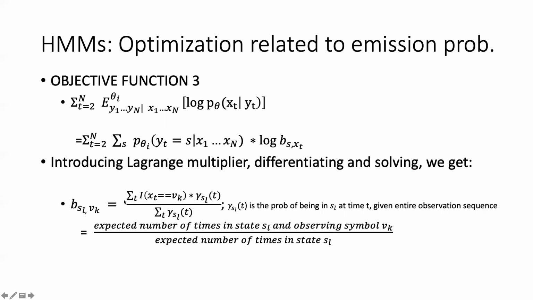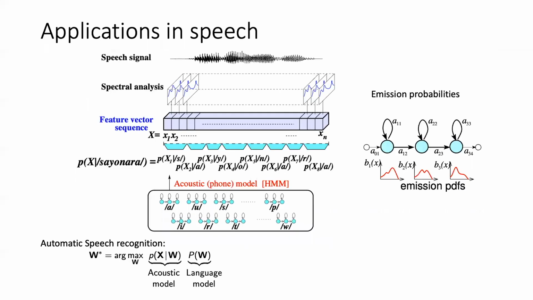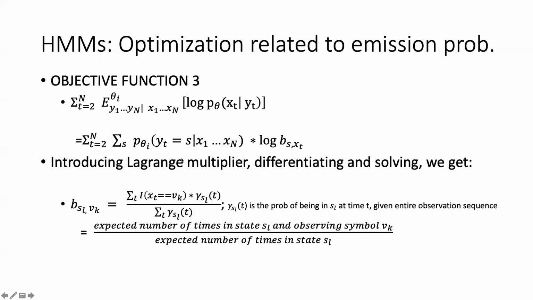So in terms of words, we can express this expression as the expected number of times in state SL and observing the symbol Vk divided by the expected number of times in state SL. These are the estimates for B in semi-supervised learning. So far, this is about estimating the parameters in HMM training using supervised and semi-supervised approaches.